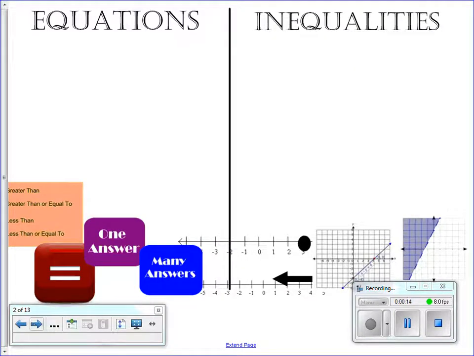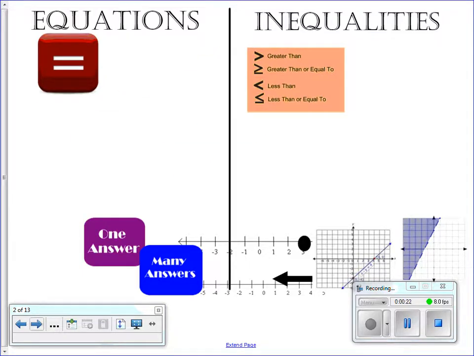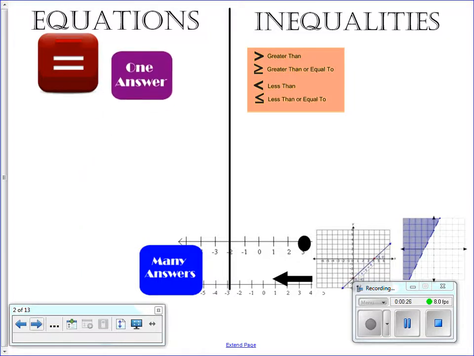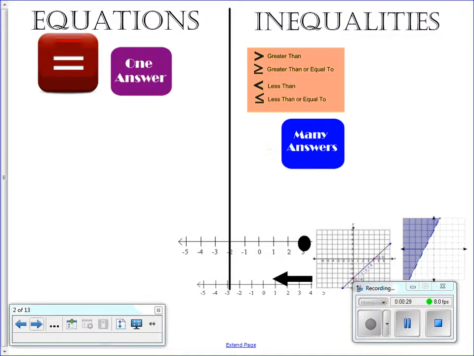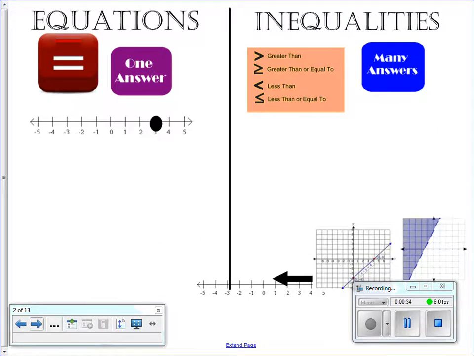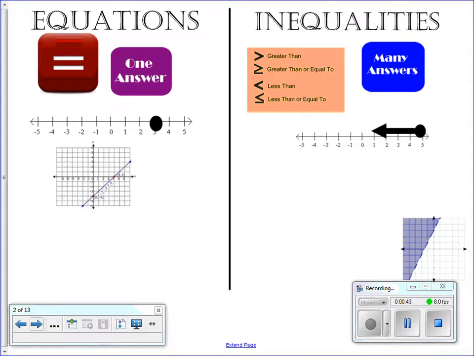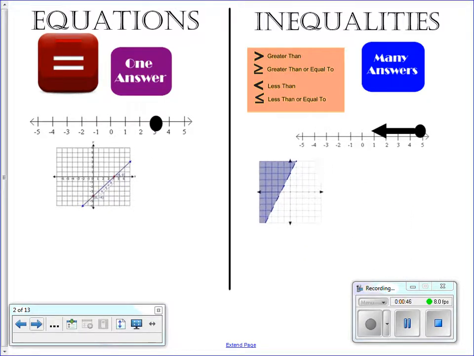Let's talk a little bit about the difference between equations and inequalities. An equation has an equal sign, where an inequality has a greater than or equal to, less than or equal to. An equation typically has just one answer. An inequality typically has many answers. An equation, when graphed on a number line, just has a dot. An inequality graphed on a number line has an arrow. An equation graphed on a coordinate plane is a straight line, and an inequality graphed on a coordinate plane has shading.